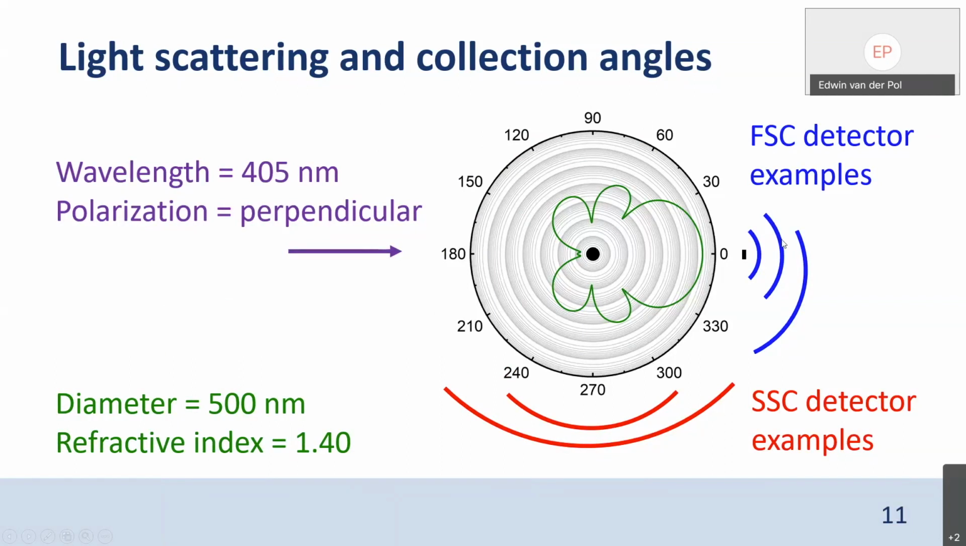So you can imagine that if you have a different flow cytometer, you measure a different fraction of this light, and you will find a different scatter to diameter relationship. And you see some examples of FSC and SSC detectors of flow cytometers in the field.